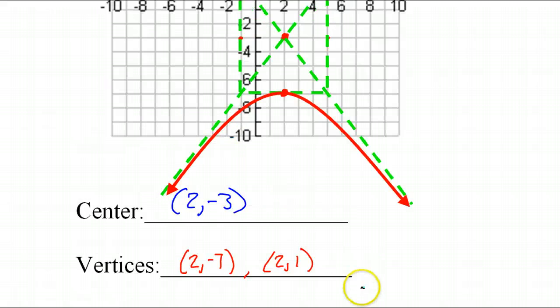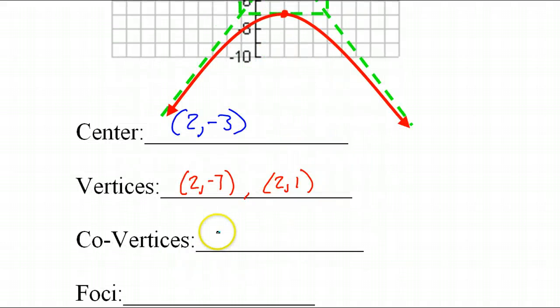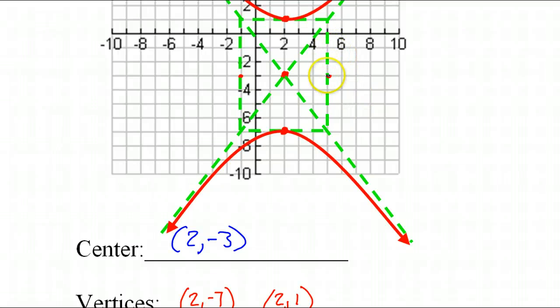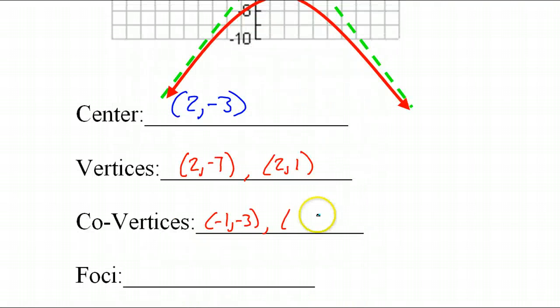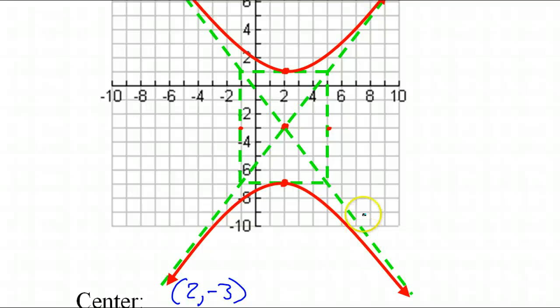The co-vertices are not actually part of the hyperbola, but we can still name them. These are the co-vertices over here, and they are -1, -3, and 5, -3. Those are the co-vertices. Now the foci, they're going to be floating around in here somewhere.